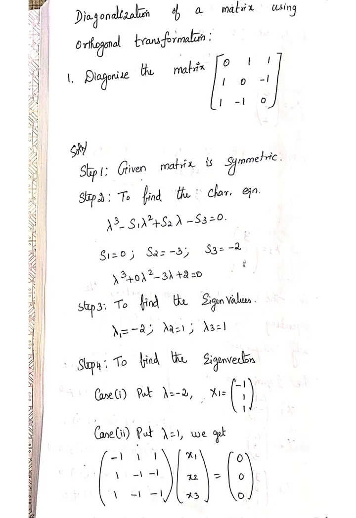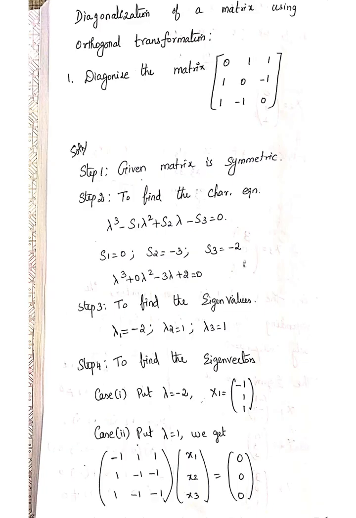We have 3 cases. Lambda equal to minus 2 gives 3 systems of equations, which are in different forms. By using the cross rule multiplication method, we get the values of capital X1 as minus 1, 1 and 1.